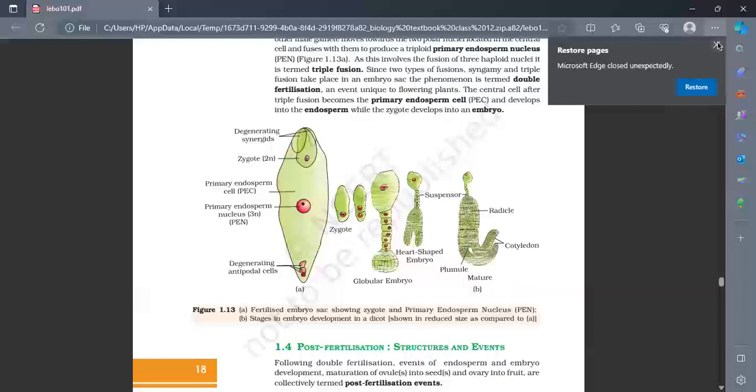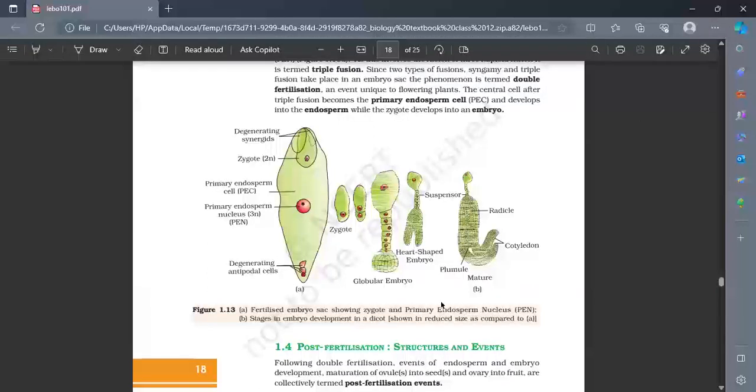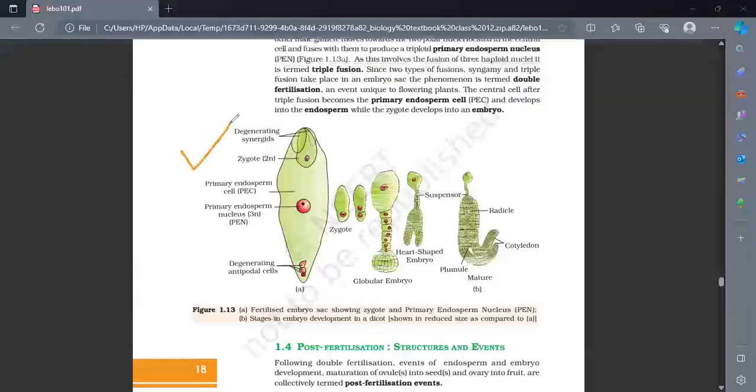In my last class, I was discussing the double fertilization process, and this is the diagram I'm talking about. It's the fertilized embryo sac. This diagram is a bit different from the mature embryo sac. So make sure you read the question very carefully and know exactly what needs to be given. When I talk about the fertilized embryo sac, I'm talking about two very important things.